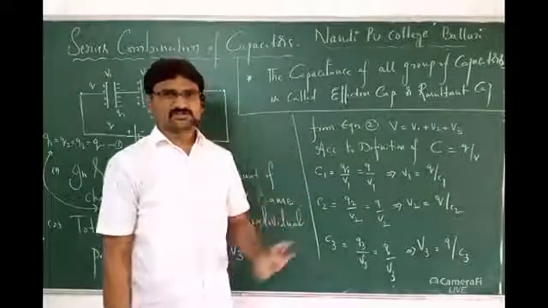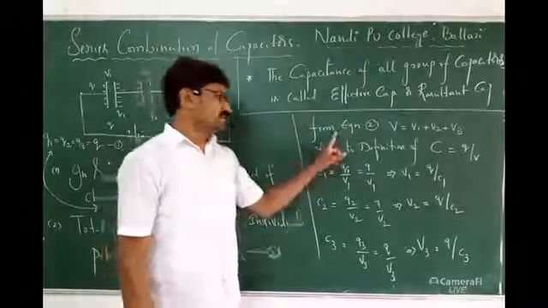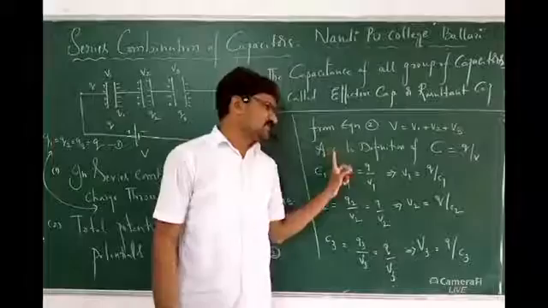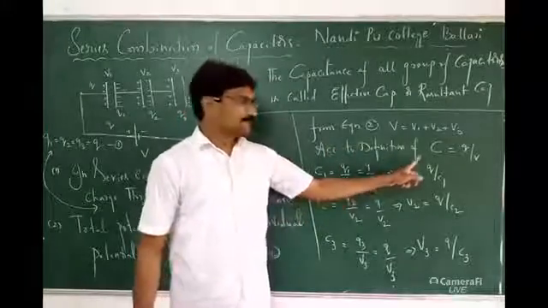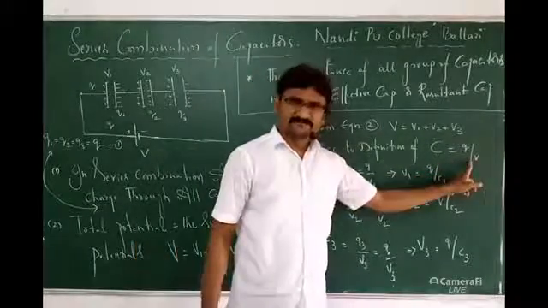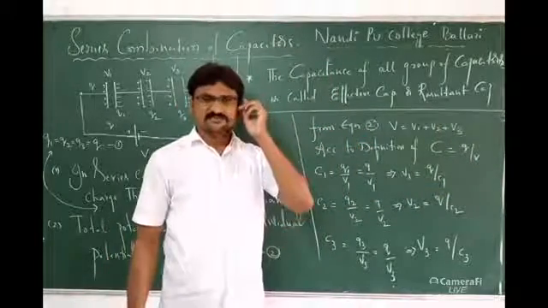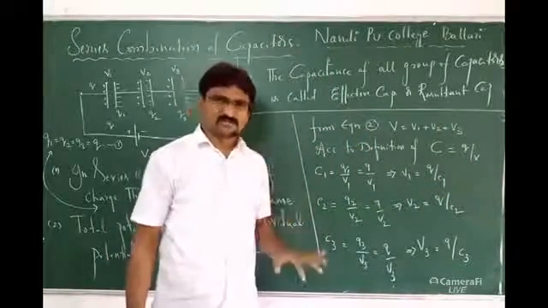Basic idea what you have, that only I am writing. This equation you know how it came, I explained. Next, according to the definition of capacitance, capacitance C is equal to Q by V. How many capacitors do I have? 3 capacitors. For 3 capacitors also I can apply this formula.